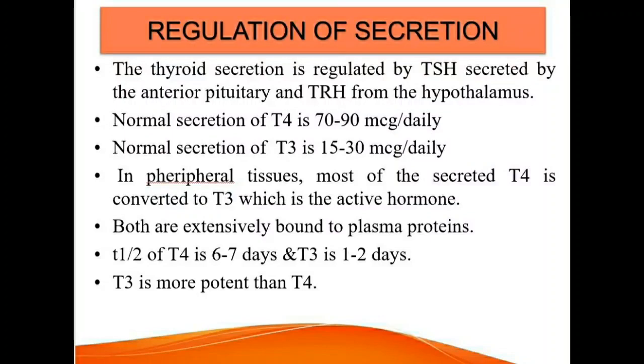Next, the regulation of secretion. The thyroid secretion is regulated by TSH secreted by the anterior pituitary and TRH from the hypothalamus. Normal secretion of T4 is 70 to 90 micrograms daily. Normal secretion of T3 is 15 to 30 micrograms daily. In peripheral tissue, most of the secreted T4 is converted to T3, which is the active hormone. Both are extensively bound to plasma protein. The half-life of T4 is 6 to 7 days and T3 is 1 to 2 days. T3 is more potent than T4.